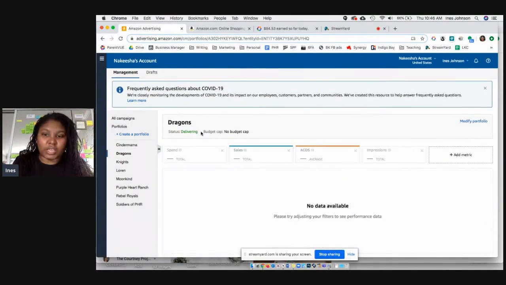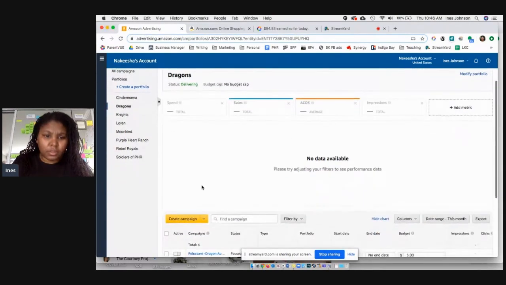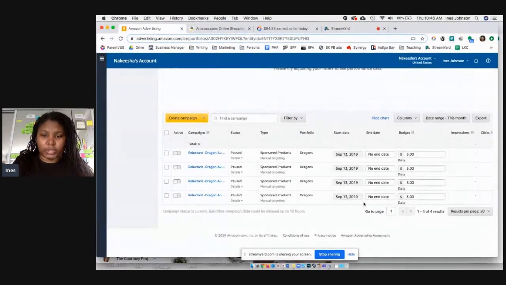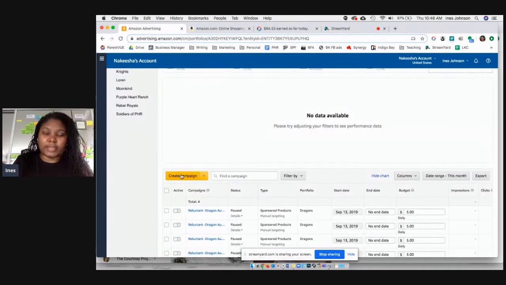So I create very organized if you haven't noticed. So I create a portfolio for each series. So this is the portfolio that I have for the Dragon series. And I had ads running when this series originally went live, and then I stopped because I wasn't sure if I was going to continue to write the series. But now I realize that I am. So I'm going to create a new campaign inside this portfolio.